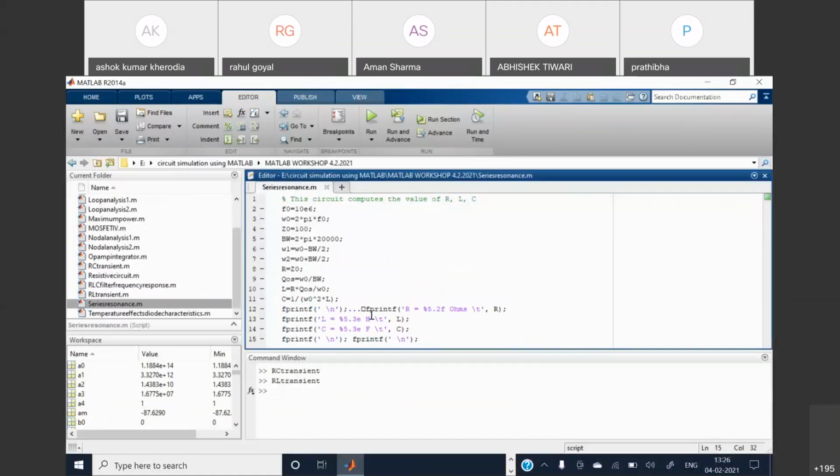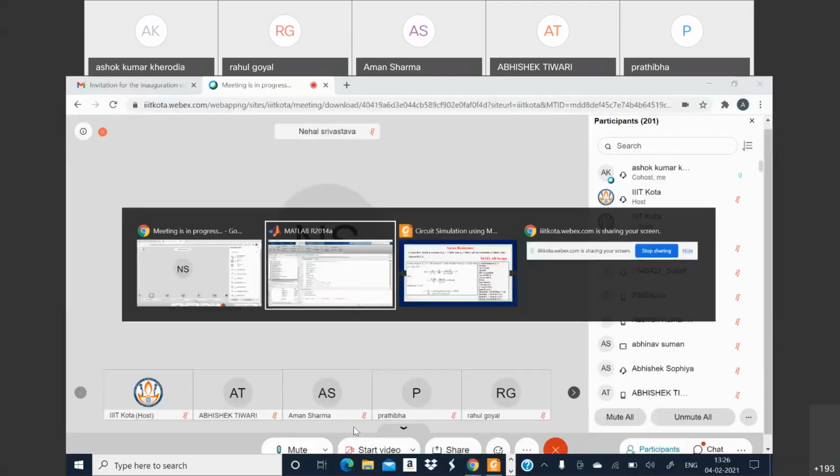So what do you want to print? fprintf, printing the values of R, L, and C. See here, you are getting R equal to 100 ohm, L equal to 7.95 into 10 to the power minus 4 Henry, C equal to 3.183 into 10 to the power minus 13 Farad. So you can design a circuit also if you have been given a specific task.